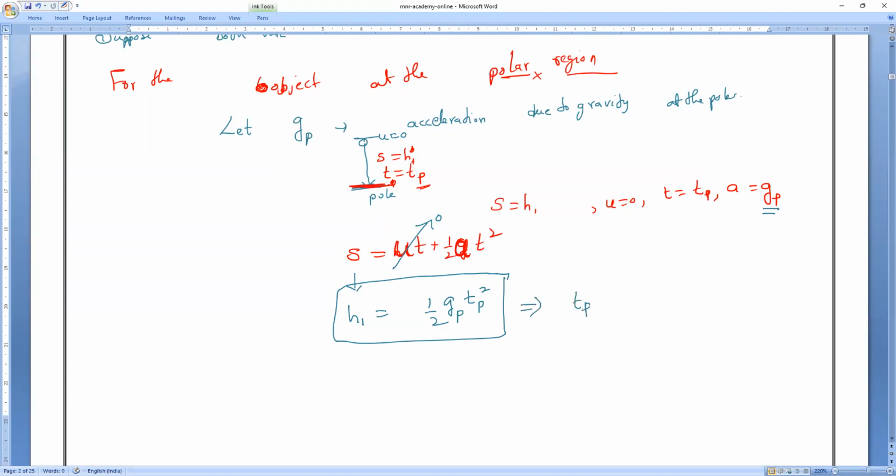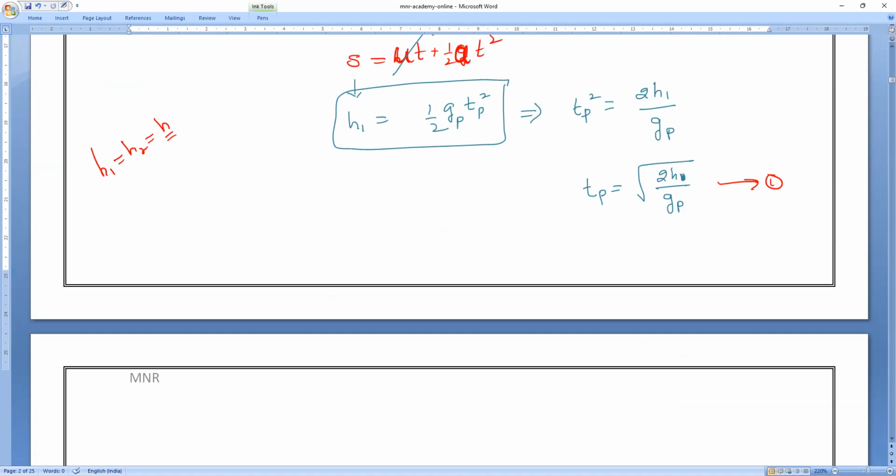So I will write now. TP square is equal to, the 1 by 2 will come to this side, it will become 2H1 by GP. So TP, the time to reach at the poles, is equal to the square root of 2H1 divided by GP. Any problem for anybody? You can ask me. This is equation number 1. So we all know we are dropping from the same height, so H1 is equal to H2 is equal to what? Speak loudly. H. Understand? So let me take H1 for the present.